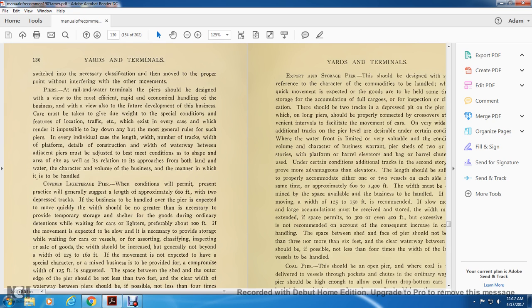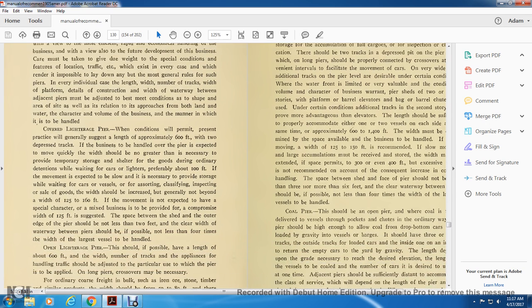which exist, and which in every case render it impossible to lay down any general rules. The piers in each individual case, of length, width, and number of tracks, width of platform, detail of construction, and width of waterway between adjacent piers, must be adjusted to best meet the conditions and shape of the site, as well as the relationship of approach by both land and water, the character and volume of the business, and the manner in which it is to be handled.